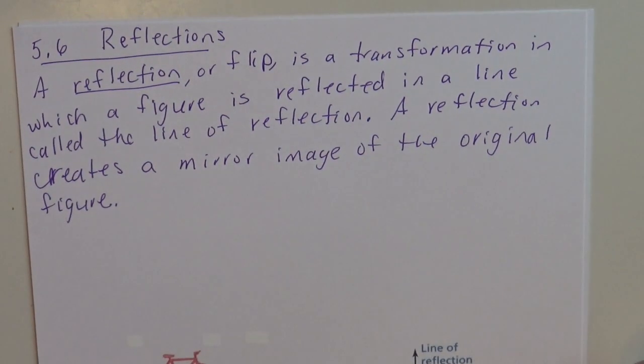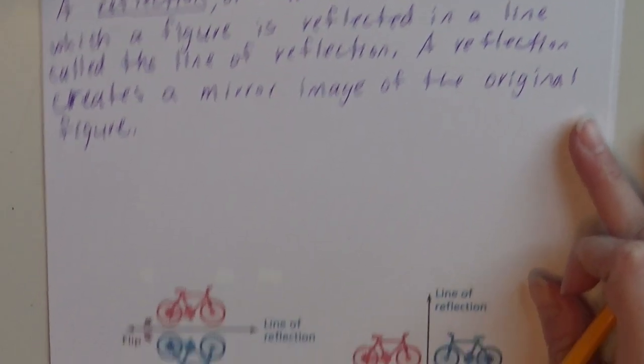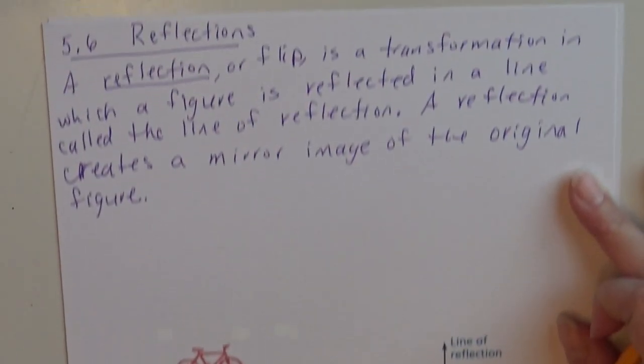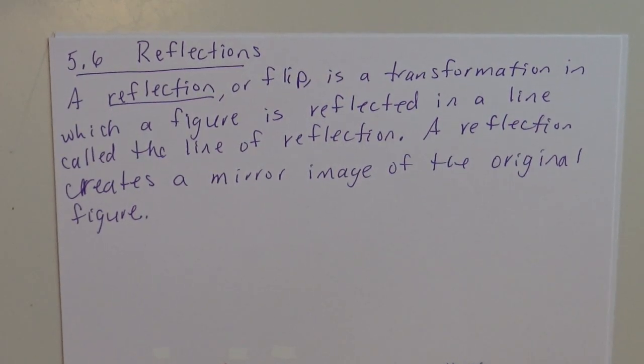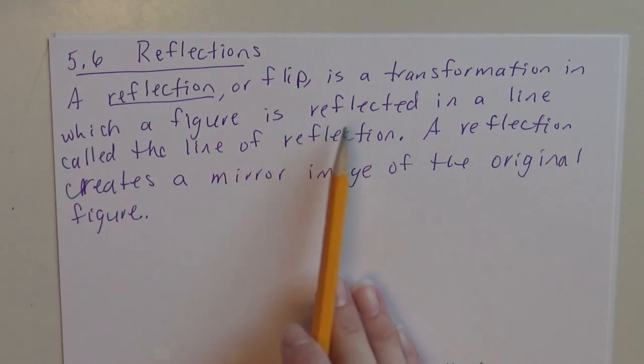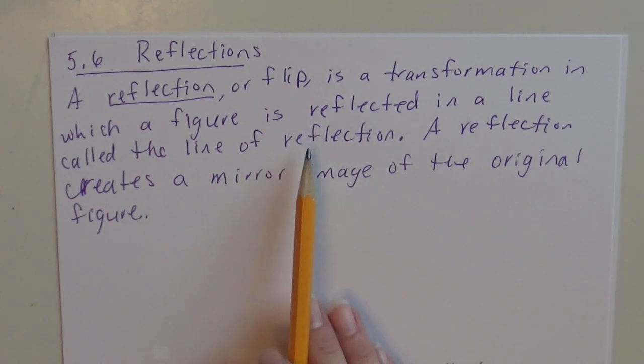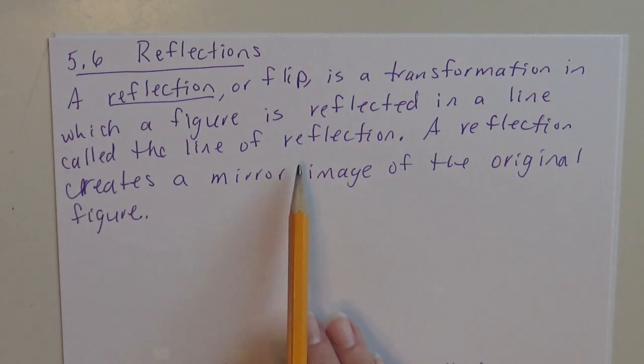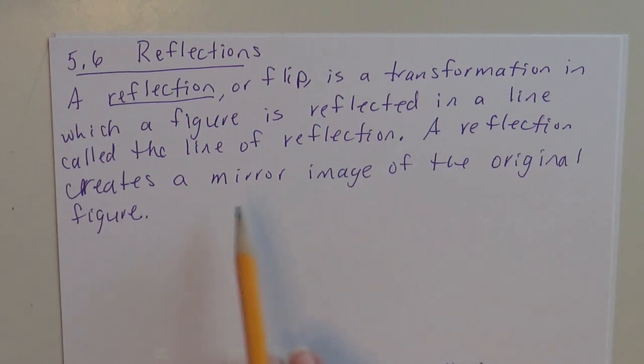5.6 is the reflection. So you should have a page that looks very much like this page, and you're going to be using that, just reading along with me. A reflection or flip is a transformation in which a figure is reflected in a line called the line of reflection. A reflection creates a mirror image of the original figure.